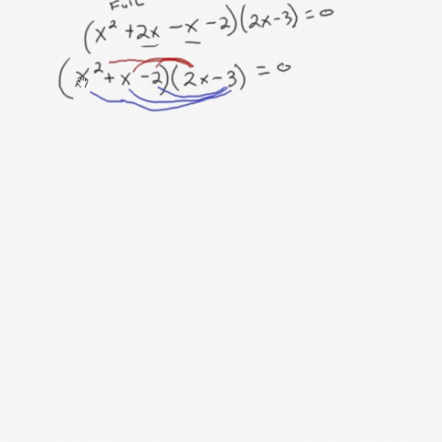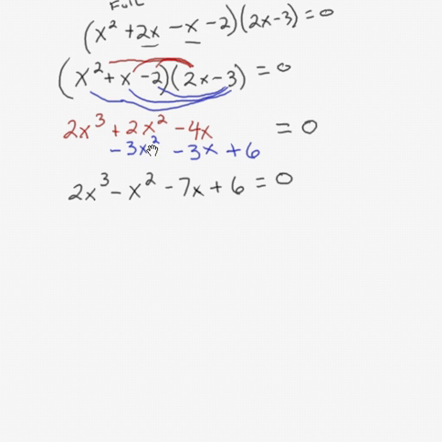2x has to get multiplied by each term in my trinomial, and then negative 3 has to get multiplied by each term in my trinomial. So let's do that. 2x times x squared is 2x cubed. 2x times x is 2x squared. 2x times negative 2 is negative 4x. Negative 3 times x squared is negative 3x squared. Negative 3 times x is negative 3x. Negative 3 times negative 2 is positive 6.